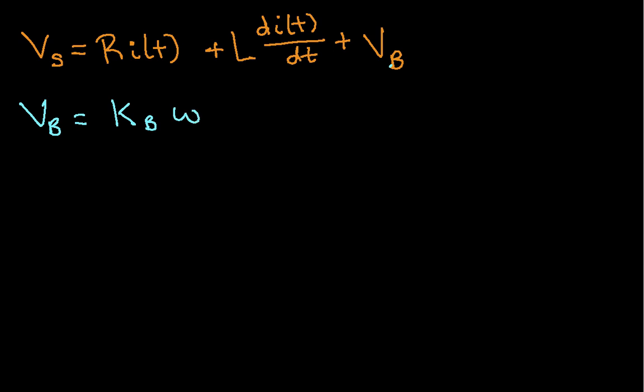We had the torque is equal to the torque constant times i of t. And finally, we have that the torque is also equal to the moment of inertia times the time derivative of omega.